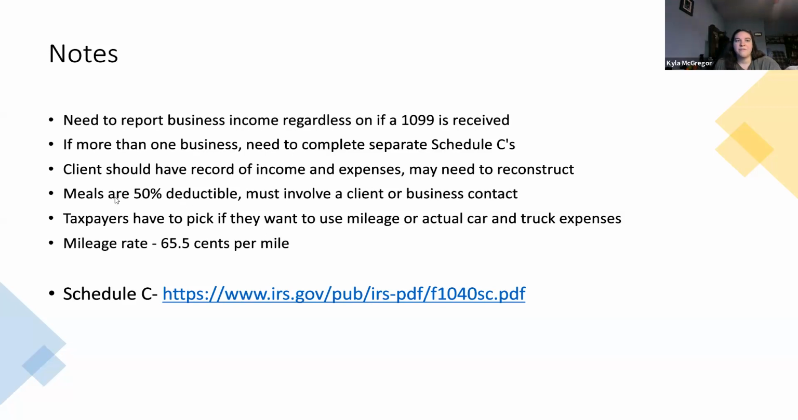Like I said, meals are 50% deductible this year as opposed to 100%, but we have to make sure that it's for client and business related things. So it's like, I'm having lunch with a client, or I'm having lunch with a business colleague. If you're just eating lunch by yourself, that doesn't count because you need to eat lunch to survive. So if it's just you eating lunch, even if you're out of town, that doesn't count. It has to be with a colleague or a client.